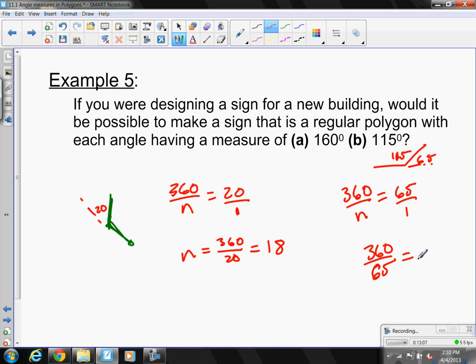It's going to be 5, that's 325. So you got a remainder of 35. So it's not a whole number. You can't have a regular polygon with 5 and 35/65 sides, right? So yes for A, no for B.